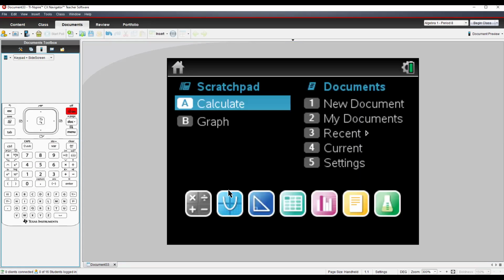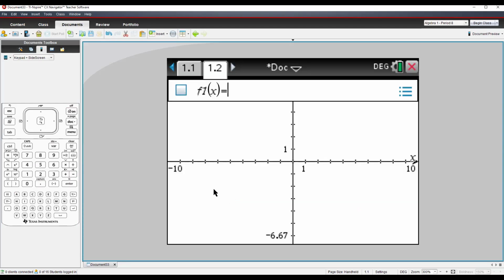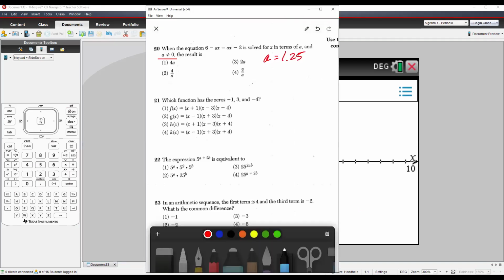So I'm going to go back here, to the graph, and let me pull this up so everyone can see what I'm doing. Like I would normally do, whenever I have an equation, I split it into two functions. The left-hand side goes into F1, the right-hand side goes into F2, and then I just find where they intersect.